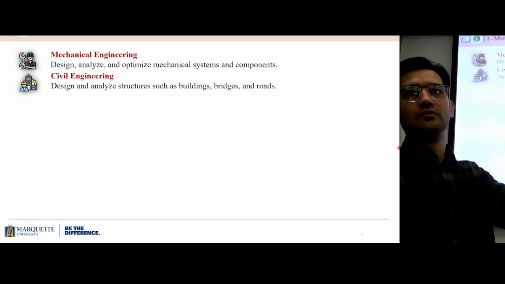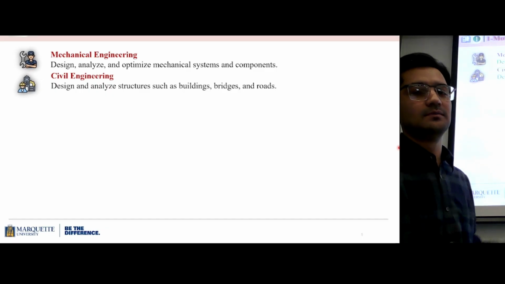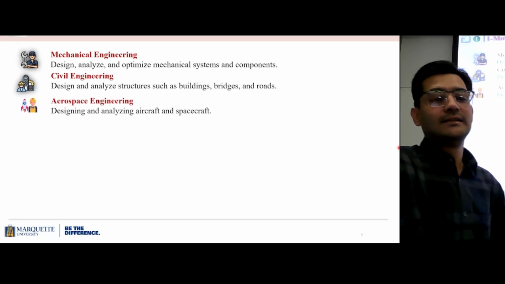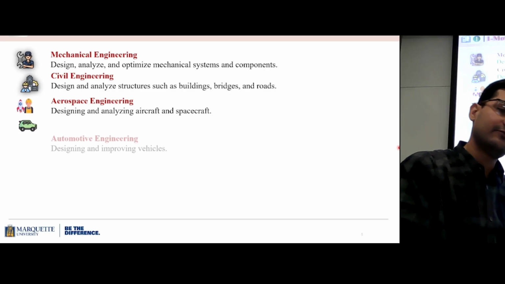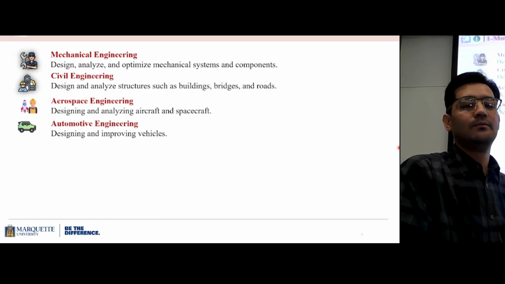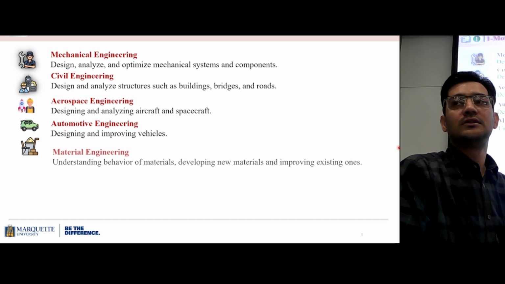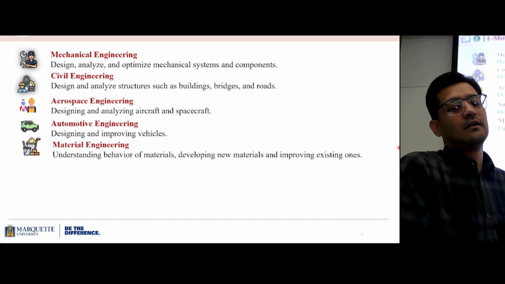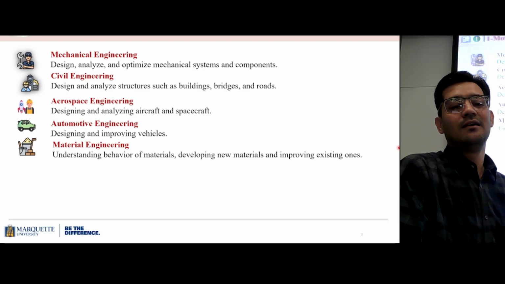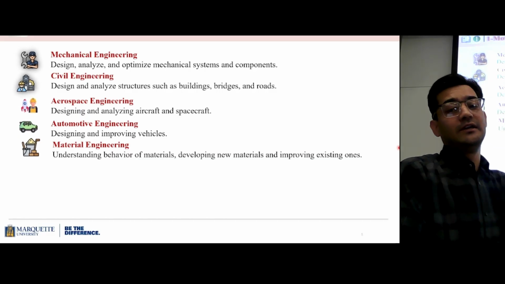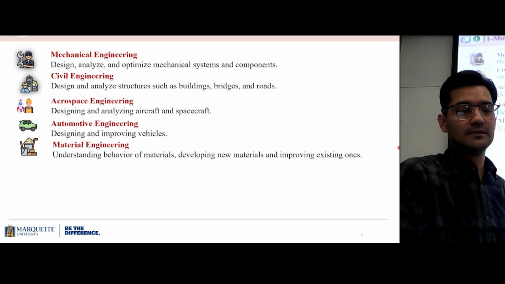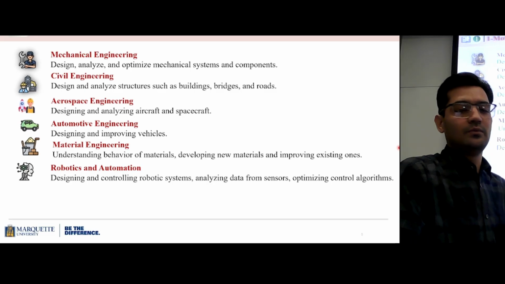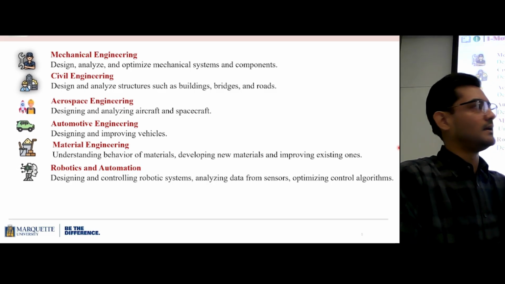When you do internships and jobs, you're going to use these principles all the time. Aerospace engineers use it for designing and analyzing aircraft and spacecraft. In automotive engineering, they use it for designing and improving vehicles. Material engineers basically understand the behavior of materials, develop new materials, and improve existing ones using these principles. Do we have any material engineers here? No one. In robotics and automation, they design robotic systems and optimize control algorithms.